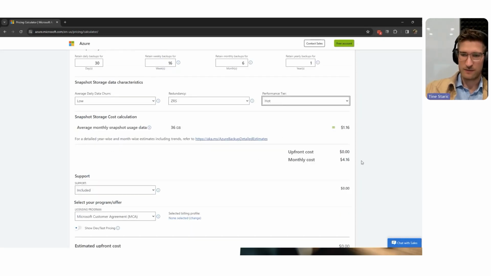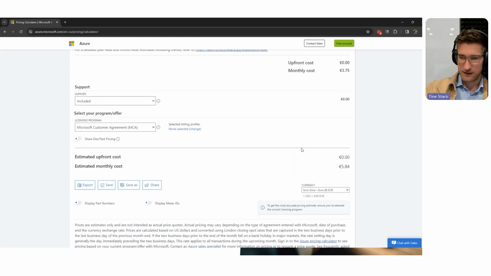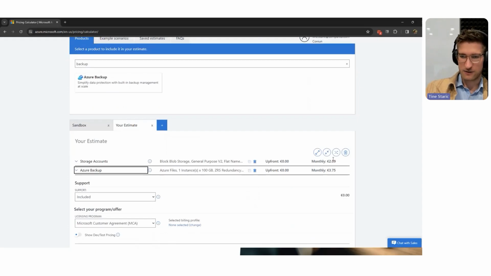And this is how we come up to our monthly cost for the backups of that Azure Blob Storage. Let me just switch to euros. This is going to be better for us. And here we can see now the total cost. The total cost for the storage account and the backups would be €5.84.